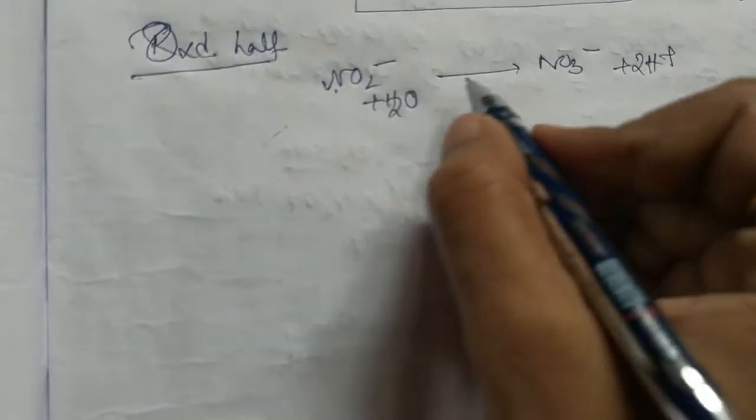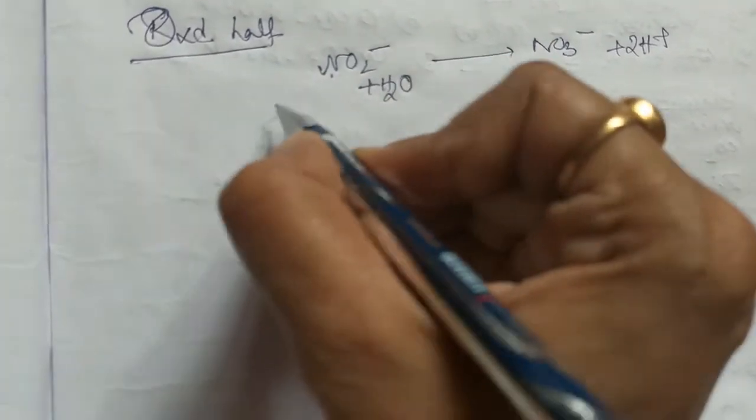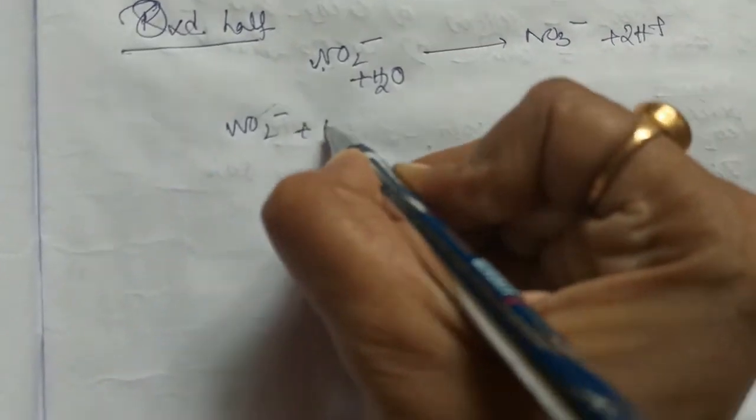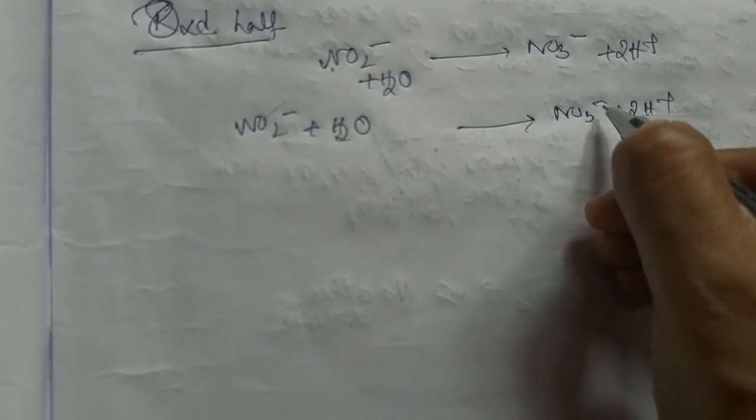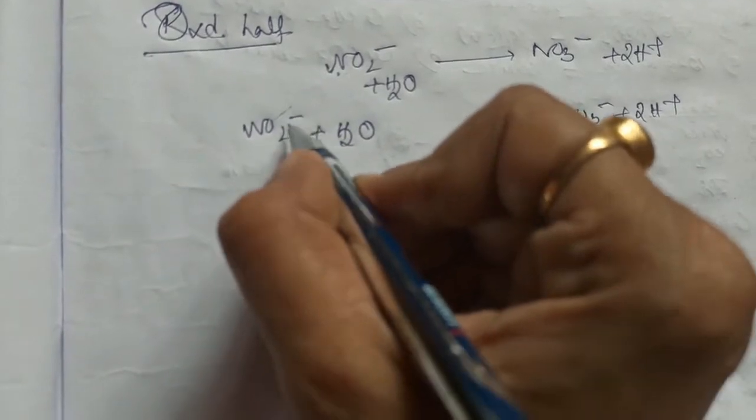Now you need to balance the charge with electrons. So if you write here NO2 minus plus H2O, leave some space here, NO3 minus plus 2H plus. Here, how many charges? If you see, 1 minus and 2 plus, so total 1 positive at the right hand side, and here 1 negative at the left hand side.